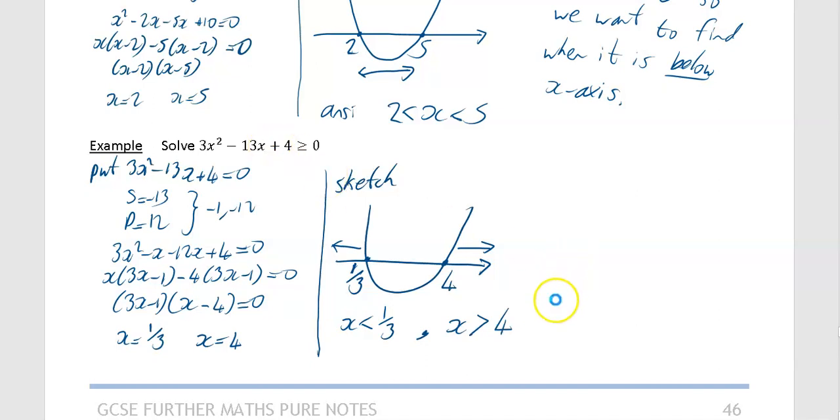Okay, one more thing to do here is look back at the original inequality. The original inequality was a greater than or equal to, so we need to add the equals bits to both of these inequalities here. So that's a very easy mark to throw away, so make sure you check at the end what your original inequality was. So we've now added in, so our final answer, x is less than or equal to a third, or x is greater than or equal to 4.